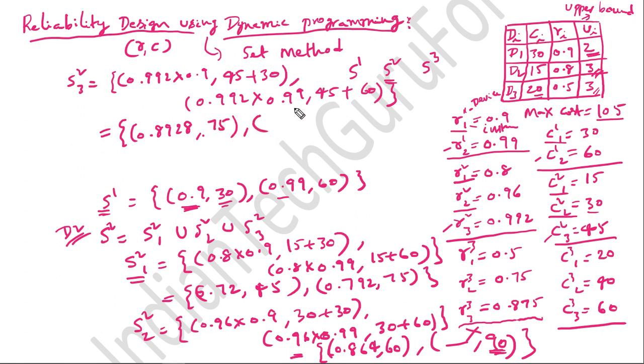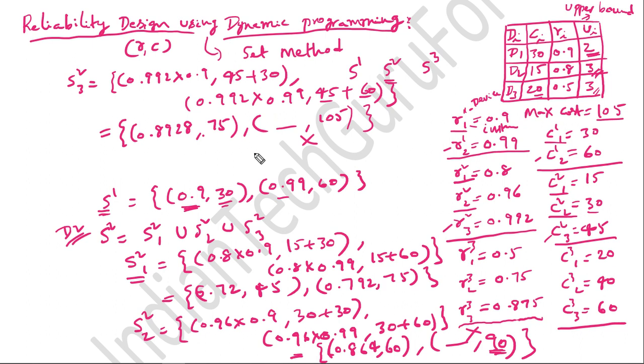And before calculating the second order pair, first of all see this cost value: 45 plus 60, 105. The maximum cost is 105. Here the cost is 105. That's why we cannot purchase at least a single instance of the third device. So discard this particular entry.